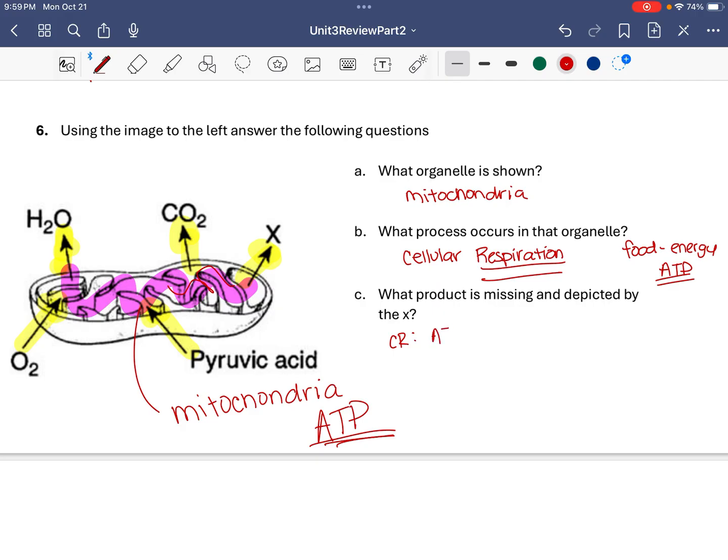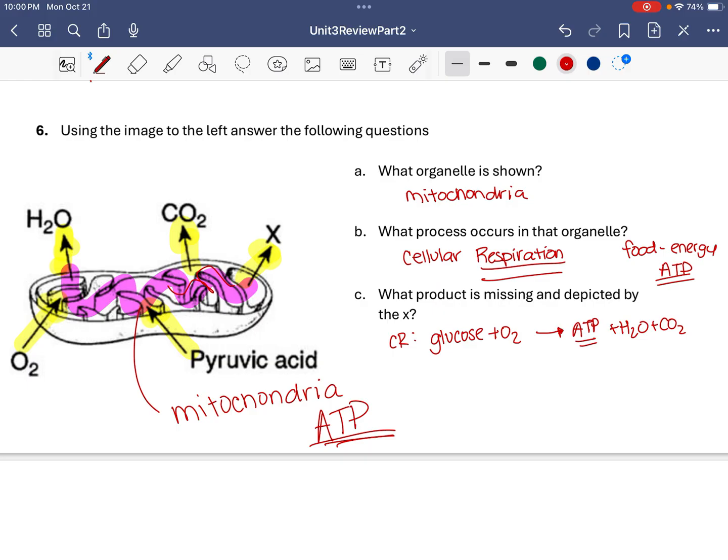So you create ATP, water, and carbon dioxide. Oh, I did that completely wrong. Sorry. So for cellular respiration, it's going to be the opposite or the reverse reaction. So you have glucose and oxygen that produce or create your products: energy, ATP, water, and carbon dioxide.